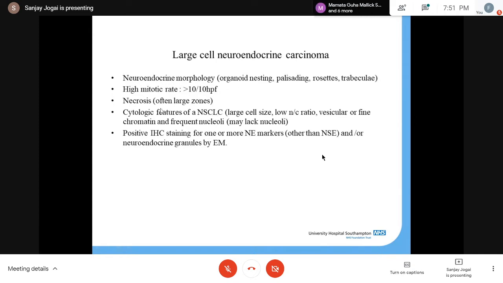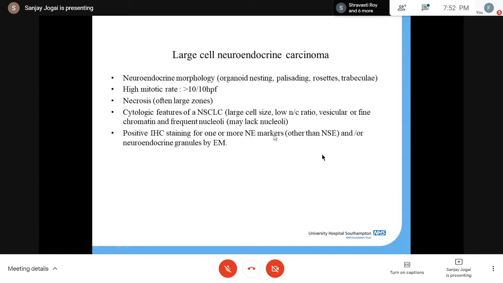Now, overall, the starting definition of a large cell is that it's basically a non-small cell type. So it shows large cell size, low NC ratio. So you see a lot of cytoplasm. The chromatin pattern can be fine or vesicular. Nucleoli are prominent. So that's a very good clue. You are not thinking of small cell. Once you are starting to see nucleoli and abundant cytoplasm, one needs to come out of small cells completely.